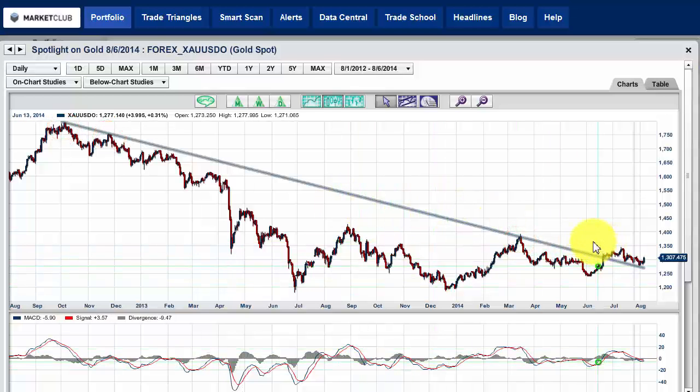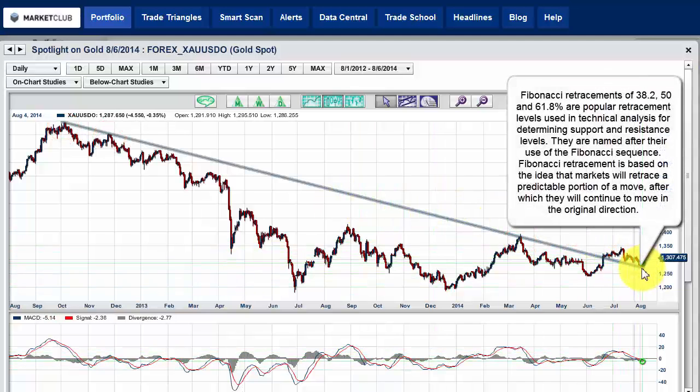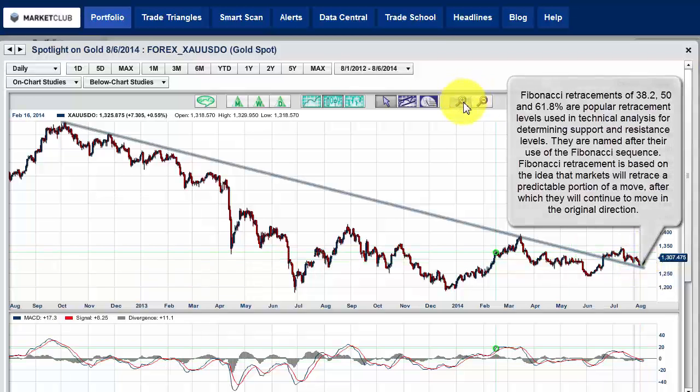We've broken over the trend line right here, you can see it, and then we've come back down and retested the lows of the trend line. Now it's important to see how far this pullback came, and the pullback itself actually came back 61.8%, which is a classic Fibonacci retracement, and I'll show you that in just a moment. In fact, let's do that right now.